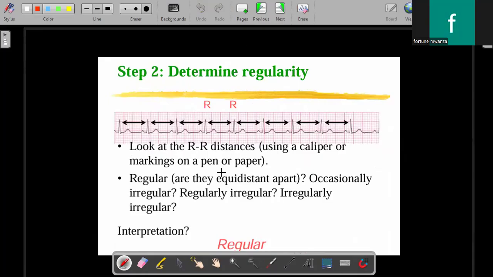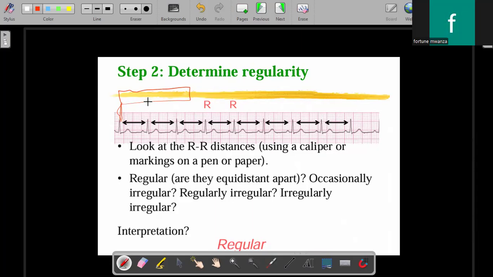So you determine the regularity of your ECG. When determining the regularity of your ECG, you get a sheet of paper with straight edges. So imagine this is my paper, a sheet of paper with a straight edge. What I'm going to do is mark the edge in line with the first R wave.